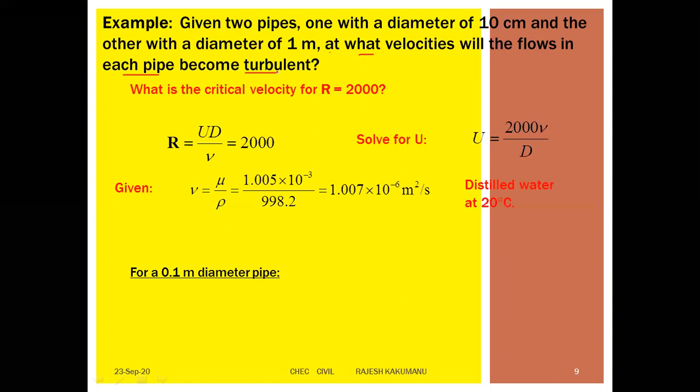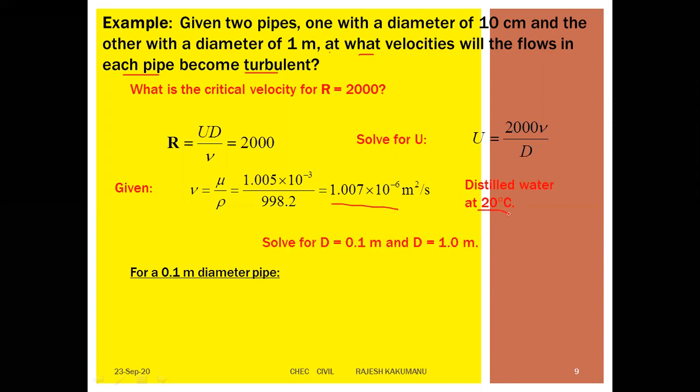So v, you know that mu = rho into v, so we have to calculate v = mu/rho, where mu = 1.005 x 10^-3 and rho = 9.2. So the value for this one is 1.07 x 10^-6 meters square per second. So distilled water is taken at 20 degrees.